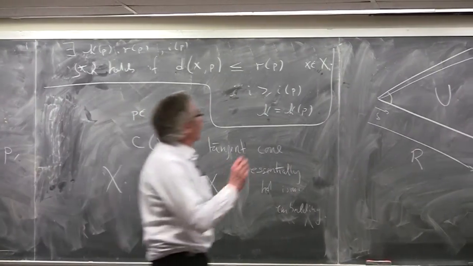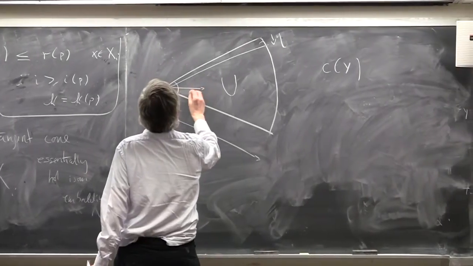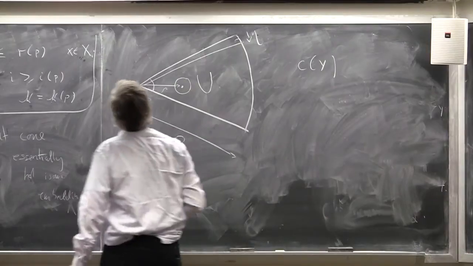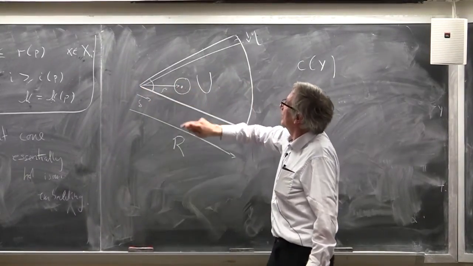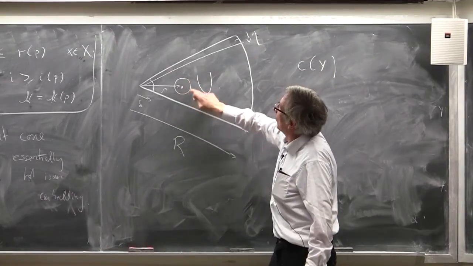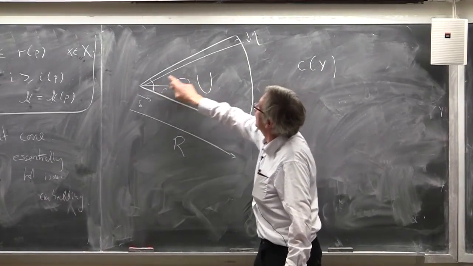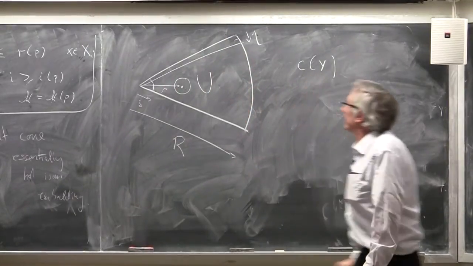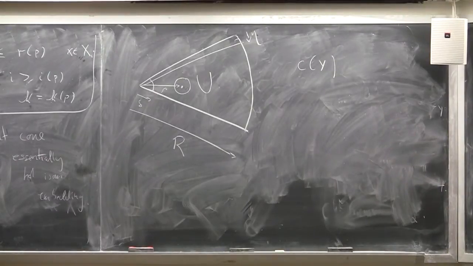There's one other parameter we're going to have, which we'll also keep free. Let's call it rho. So we'll choose a point, a distance rho from the vertex, and a little ball, or some little open set around that point, which lies in the smooth part of U. So again, all these are parameters that we're going to be allowed to adjust.